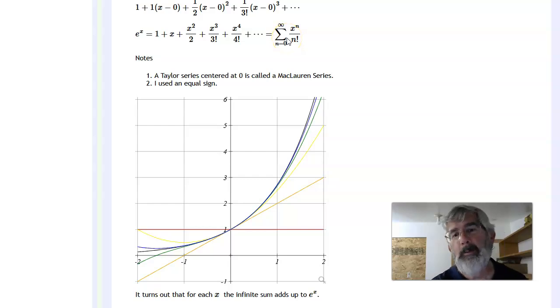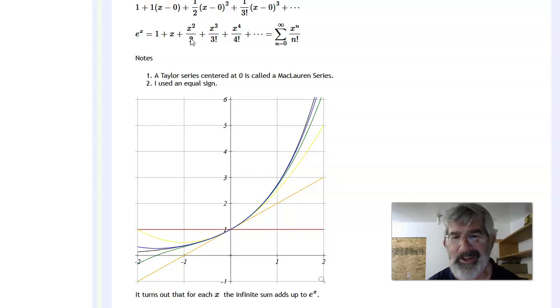You might wonder why we would want to do this. One of the simplest reasons is, how do computers work? Essentially, computers work with ones and zeros, and the only thing they can really do is add and multiply. And so how do you do e to the x? Well, this is all adding and multiplying, right? Dividing is just multiplying by a reciprocal. Subtracting is just adding a negative.